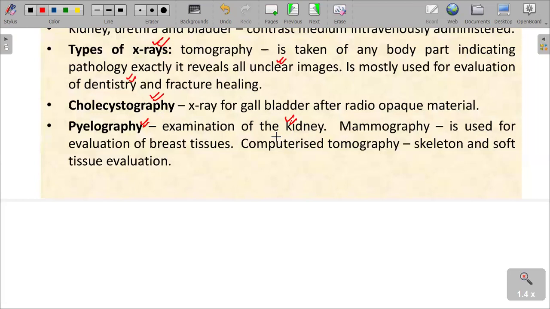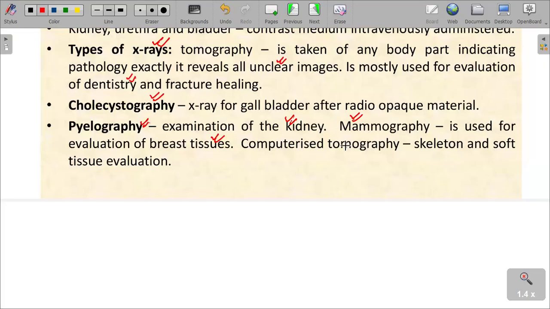In medical practice, quite a lot of times we have terms that need to be defined, the scientific terminology used within the subject. Let's look into this one. Mammography is used for evaluation of breast tissues. It is also an X-ray.